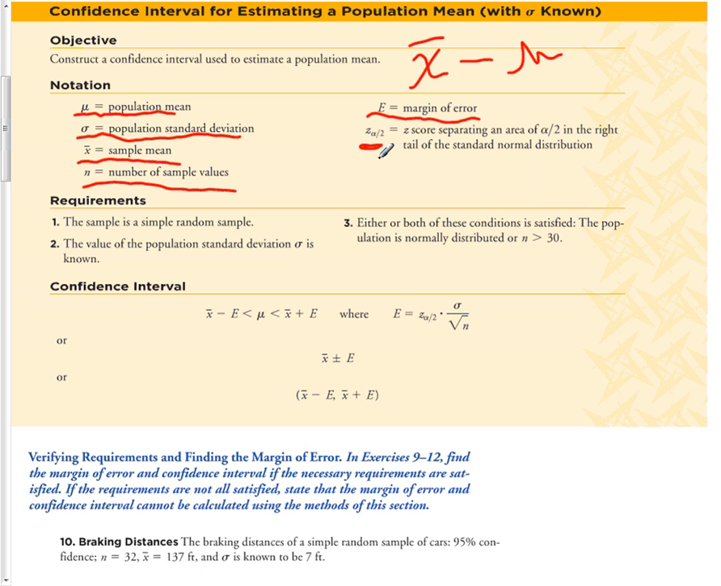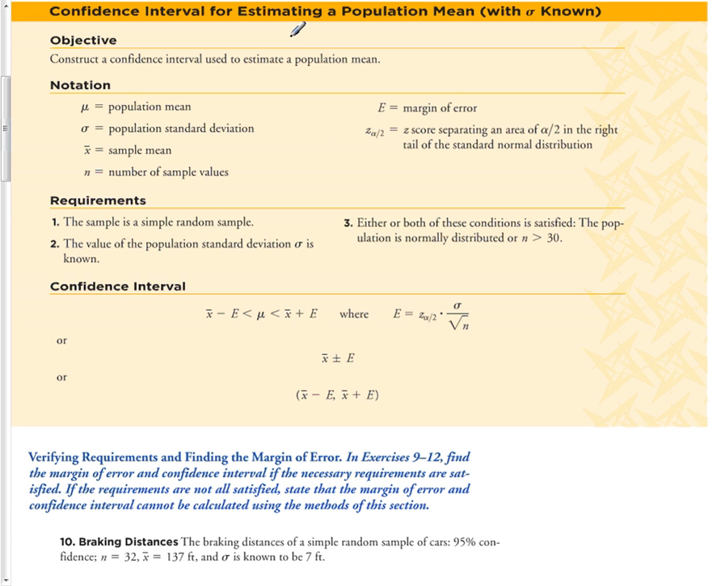Now the requirements. The requirements are important. The first requirement is that the sample is a simple random sample. Well, we have no way of verifying that. They have to tell you whether or not the sample was a simple random sample. So that requirement is going to be met by you being told that it's met.